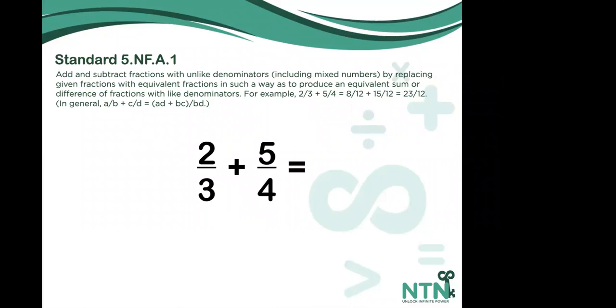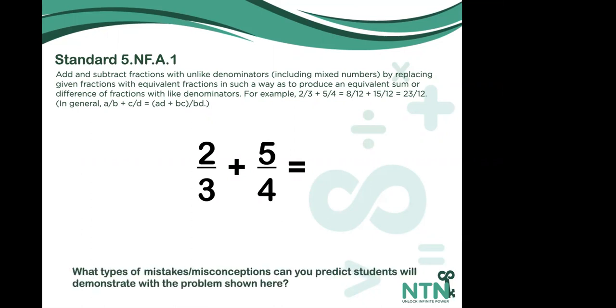So 2/3 plus 5/4. And one of the benefits when you're planning how to personalize the learning plan for students, and to really hone in on what the students really know or need continued support on, is to anticipate what some of those common misconceptions are for students. So given this problem, what types of mistakes or misconceptions can you predict students will demonstrate by looking at 2/3 plus 5/4? I'm just going to give you a moment to think about that and reflect on what kinds of mistakes students may make when encountering an addition problem like this.